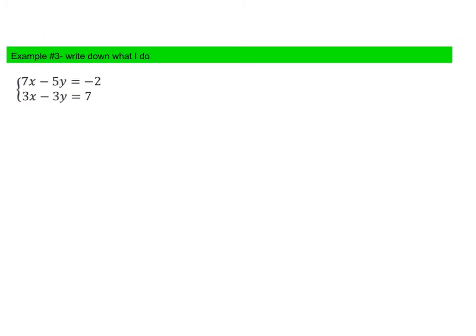All right, example number 3. My first step is to write my equations in standard form. So I have ax, need a plus, so this becomes plus negative 5y equals negative 2x plus by equals c. Second one, I have 3x, I have a minus sign again, so plus negative 3y equals 7.